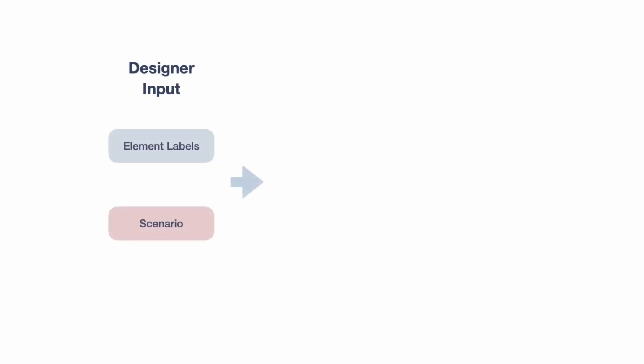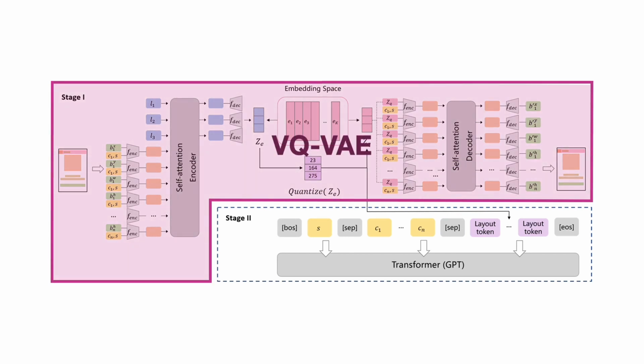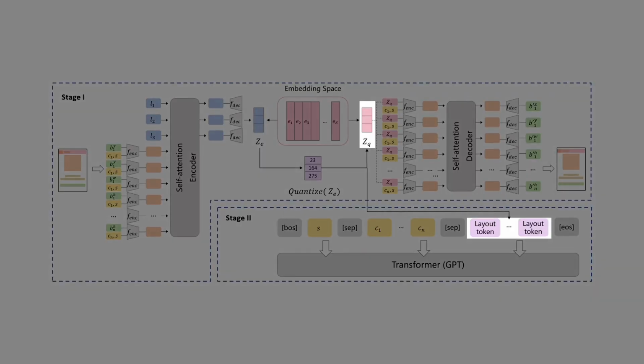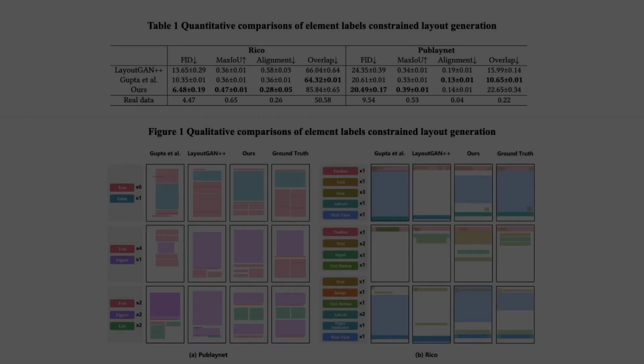Our generative model takes designer input as constraints and generates high-quality product card layouts. The training of the model is divided into 2 stages. In stage 1, we leverage a VQ-VAE framework to learn the discrete latent representation of layout by reconstructing it. And in stage 2, we use a unidirectional transformer to model the prior distribution over the latent. After training, the model can sample the latent, matching the designer input constraints with the unidirectional transformer, and generate layouts with the decoder of our VQ-VAE.